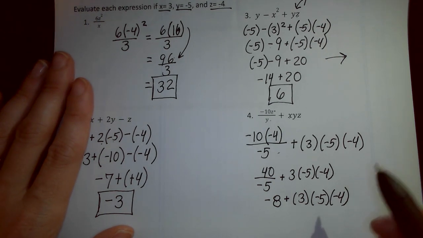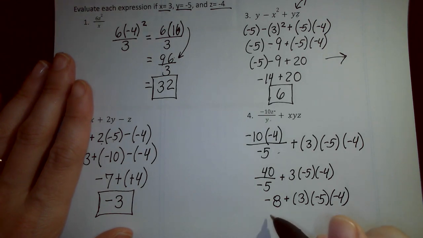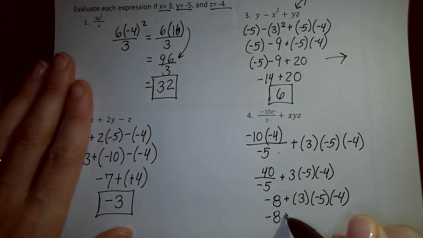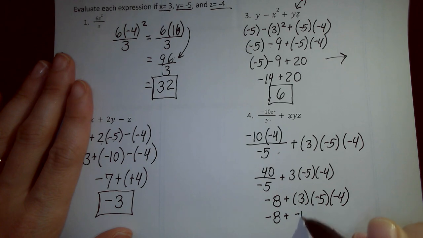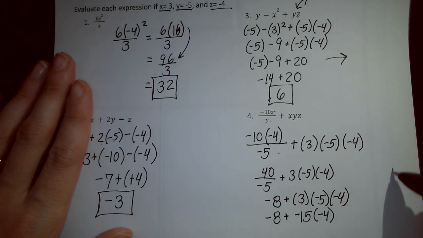Now, next up, I could do negative 8 plus 3, but that is not PEMDAS. PEMDAS means I need to multiply all of these first. So I'm going to do negative 8 plus 3 times negative 5 is negative 15 times negative 4.